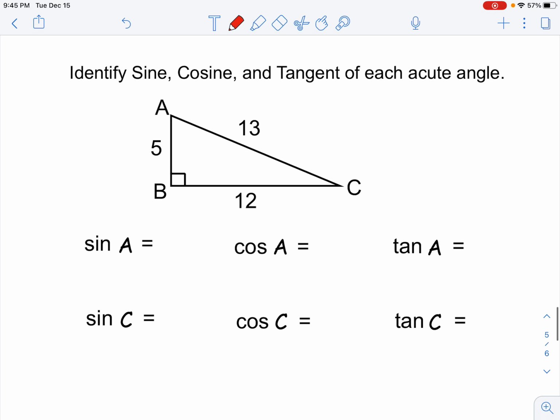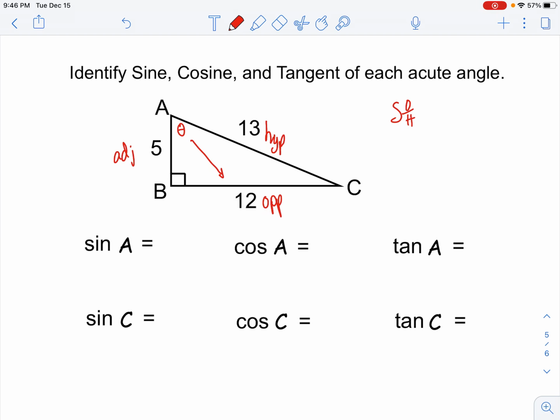So this will come up. I didn't change the numbers at all. It's the same triangle, but the numbers will change on different triangles. This one says identify the sine, cosine, and tangent of each acute angle. So let's start with A, and that one we pretty much already did. That means that theta is up here at A. So 12 is going to be the opposite, 13 is going to be the hypotenuse, and 5 is going to be the adjacent. This is what we just did.